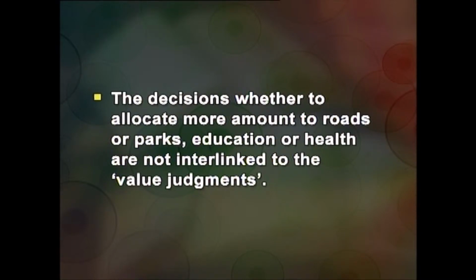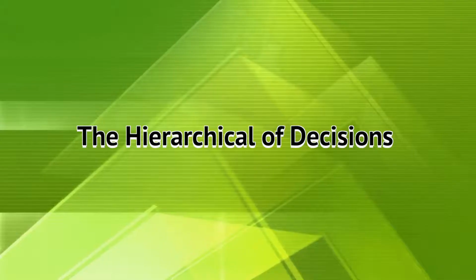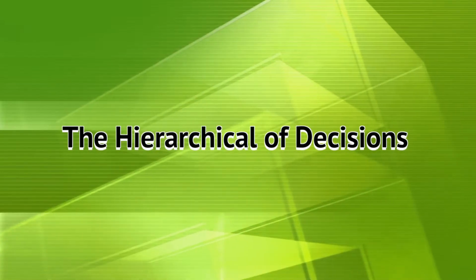For instance, in the budgeting of a municipality, a mandal parishad or a gram panchayat, they have to decide what items of amount should be allocated. This depends upon the priorities. The decision whether to allocate more amount to roads, parks, education or health is interlinked to value judgments. For instance, the length of the road, the connecting points, the type of road, etc., are decisions related to factual judgments. But whenever it reaches the common man and finally he is using it, a value judgment comes about. So, at this point, he says the decisions form a hierarchy of decisions.